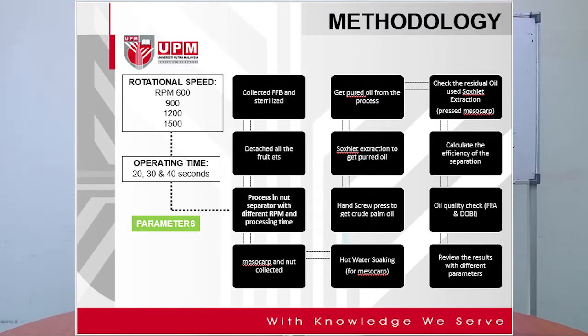At the nut separator, there are two important parameters. First, rotational speed of 600, 900, 1200, and 1500 RPM, with processing times of 20 seconds, 30 seconds, and 40 seconds. The outlet from the nut separator will be mesocarp and nut. The mesocarp will go to soaking and the hand screw press. In these sections, the crude oil will be extracted from the mesocarp.